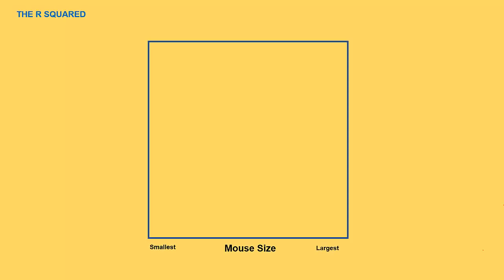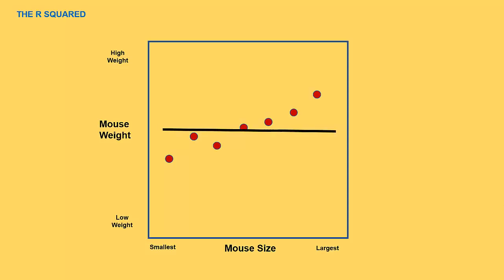We have data on mouse size versus mouse weight. So now we want to fit a model on this data to get information from the given data. So the first model is this horizontal line, and this model is called the mean weight model. It will give us the average or mean weight of this data to predict the mouse weight.